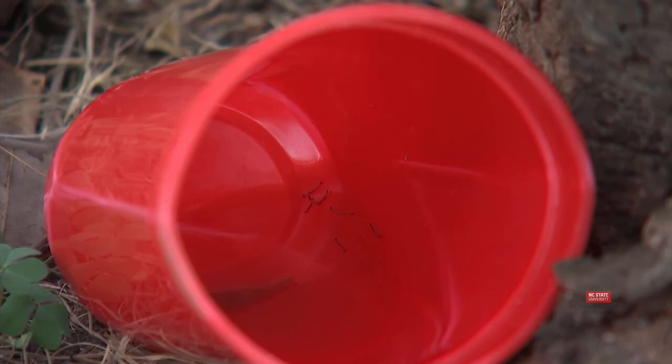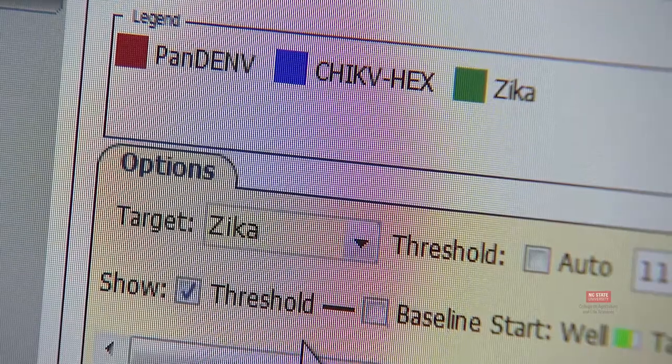The end goal eventually would be to reduce the cases of disease that mosquitoes transmit. So those are really the big picture implications.